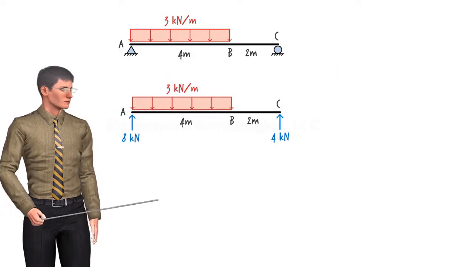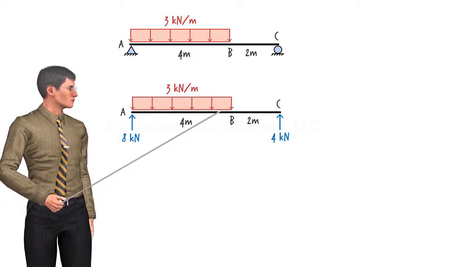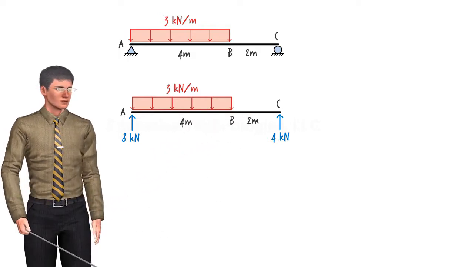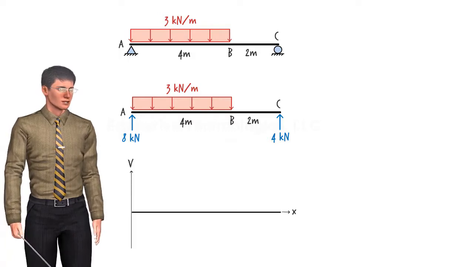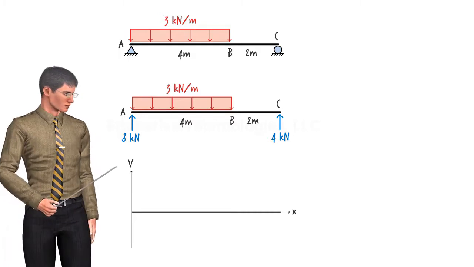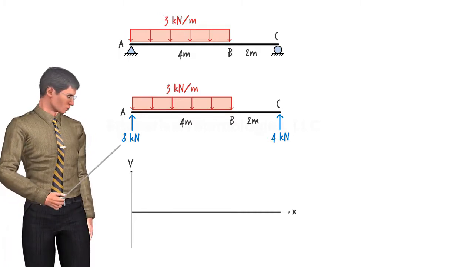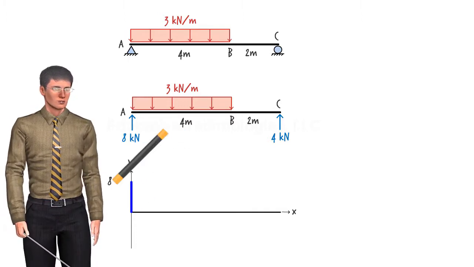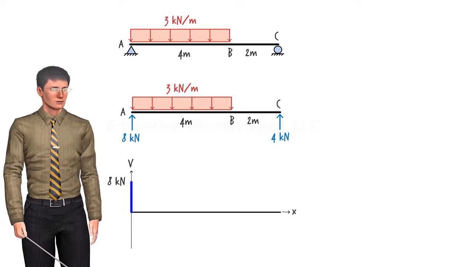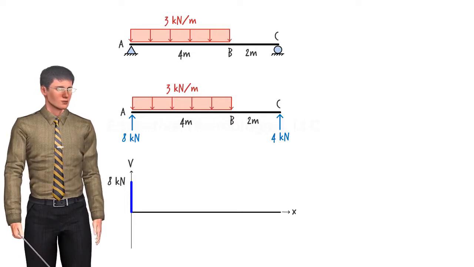Notice how the load divides the beam into two segments. The left segment is subjected to a uniformly distributed load, and the right segment is load-free. We start from the left end of the beam. The upward force at A causes a positive shear force to develop at the left end of segment AB. The magnitude of the force is 8 kilonewtons. Since the segment is subjected to a load, shear changes value within it.